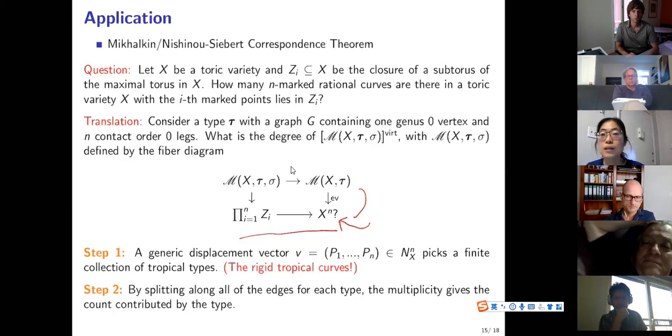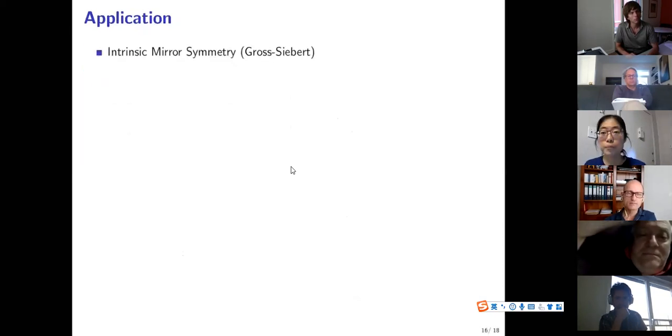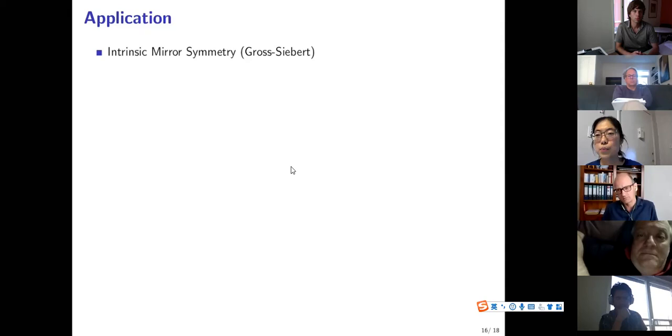Another application is intrinsic mirror symmetry, which I don't know much about, and Bernd will talk about it in the next talk.